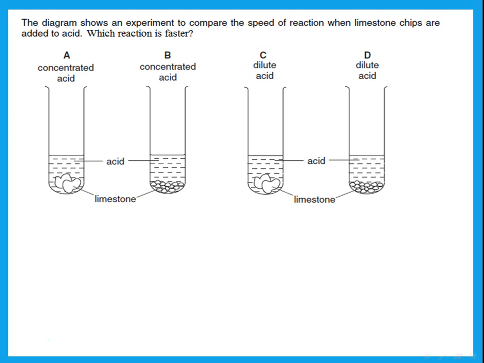Okay, the diagram shows an experiment to compare the speed of reaction when limestone chips are added to acid. Which reaction is faster? So let's see, what are the conditions? First of all, A and B are concentrated, C and D are dilute. Which one would be faster, concentrated or dilute? Concentrated. So my answer is either A or B. And then the pieces of limestone in A are large pieces, or what we call lumps. The ones in B are smaller pieces. So which one would be faster? The smaller pieces. So that is the faster reaction.